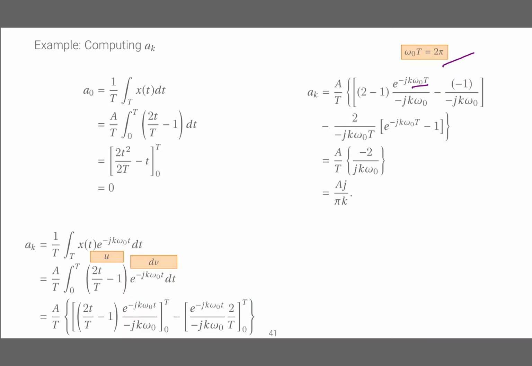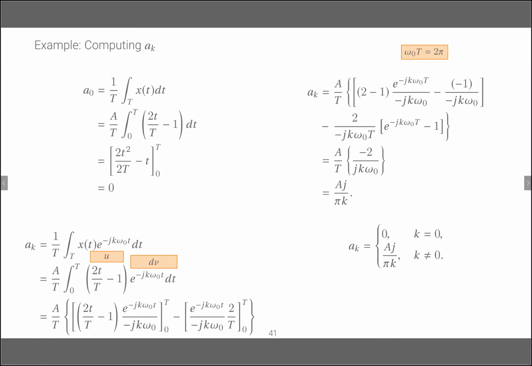And then when you simplify this and put these two also together and apply 2 pi, you get Aj over pi k. So we have the formula for a naught, which is 0, and ak is Aj over pi k. So the first part is complete. So here is the answer.